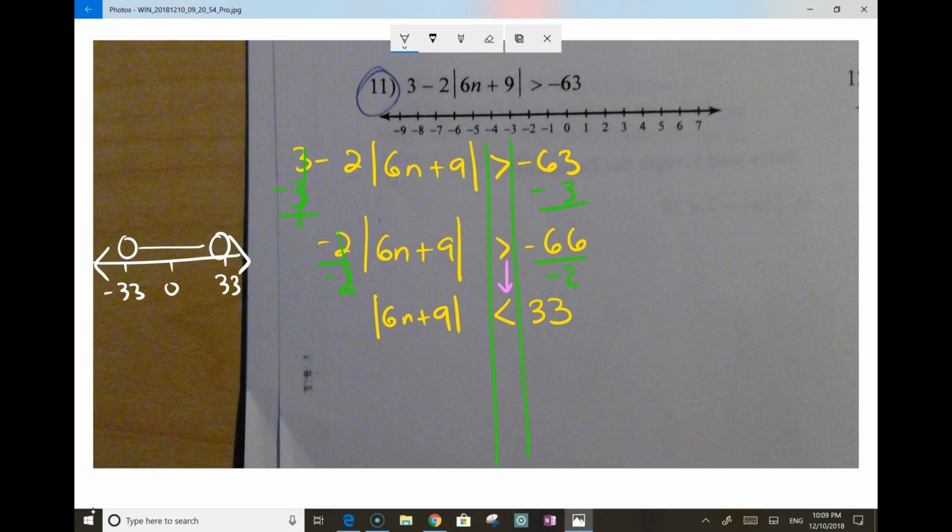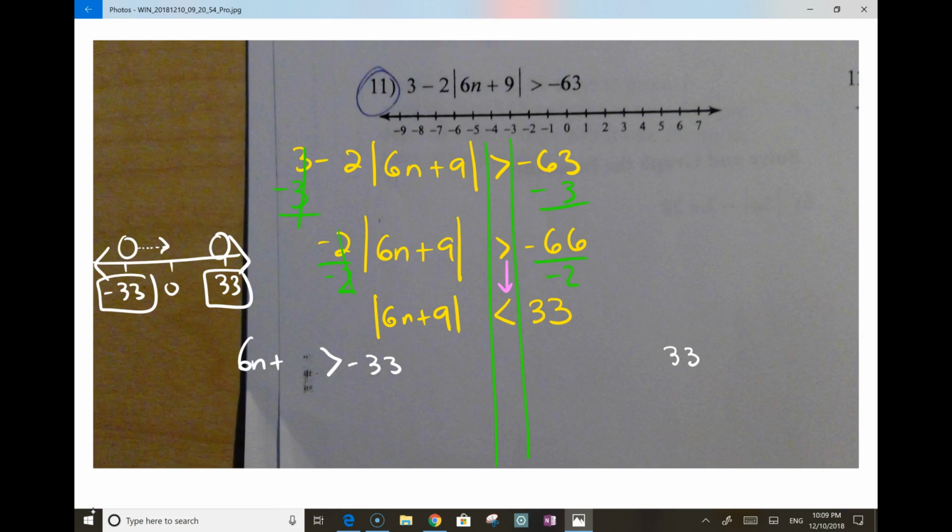So with that in mind, we're going to take our limits, the negative 33 and the positive 33, and we're going to write them down as follows. We're going to have negative 33 and positive 33. And then you want to think to yourself, if I'm at negative 33 and I want to be closer to 0, do you go right or left? The answer is, I would have to go to the right. Going to the right, as you can see from the tip of the arrow, would mean a greater than sign. So then I take the 6n plus 9, and now I have an inequality I can solve.